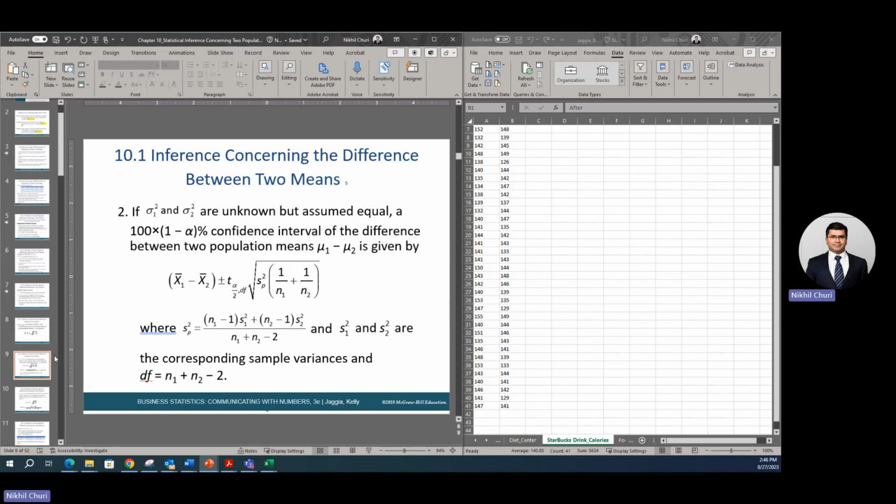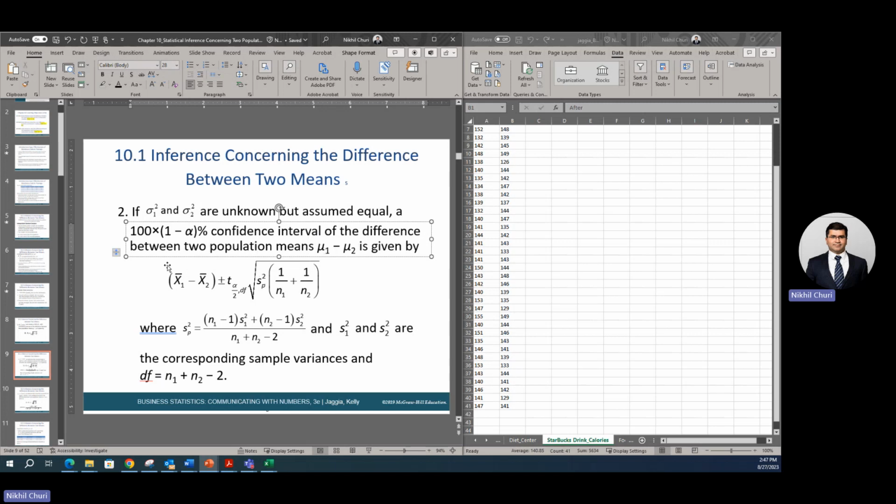Next, scenario number 2, where sigma 1 square and sigma 2 square, meaning the variance for population 1 and the variance for population 2, are unknown but assumed to be equal. When I say assumed to be equal, if I get a difference out of them, it will be 0. This is the theory you'll be using, and this is the formula you'll be using. So 100 multiplied by 1 minus alpha, the level of significance, confidence interval. This is the range you're trying to find of the difference between the two population means mu1 and mu2, given by this formula.